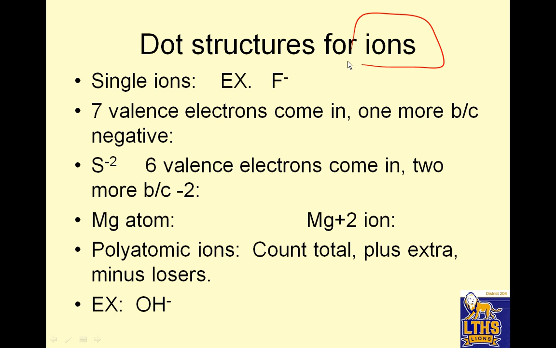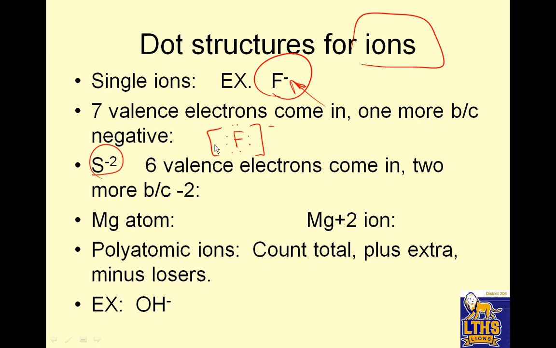Ions have charge. Okay, so if you have single ions, like this is a single atom with a charge, that's a single ion. Fluorine has 7 valence electrons that come in when it makes a dot structure. Now, this means it has an extra electron, 1 extra negative. So now it has 8 valence electrons because the 7 it brought in plus the 1 more. So it's 1, 2, 4, 5, 6, 7, 8. Now, since it's an ion and has an extra electron, we put brackets around it and put the negative sign on the outside because it's got an extra electron.